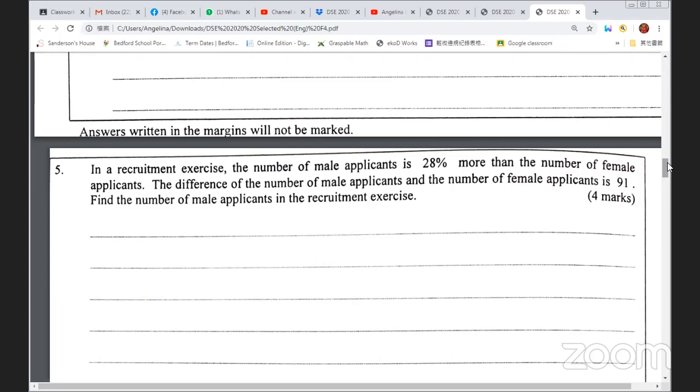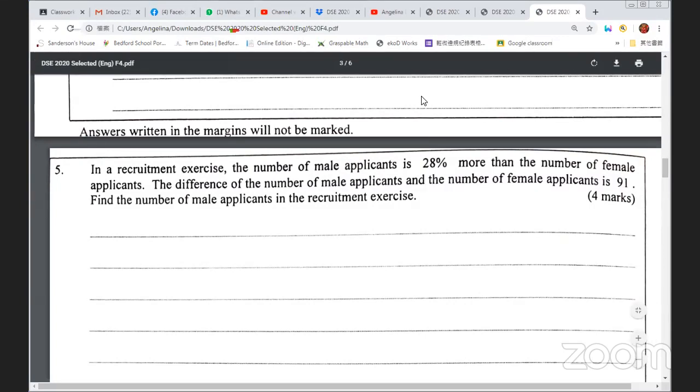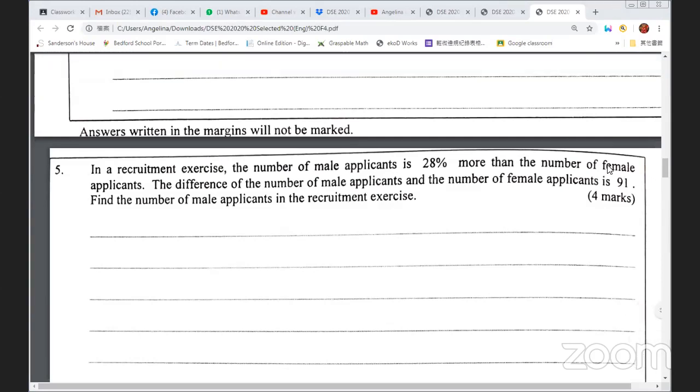Percentage. Okay. And this is also a Form 1 topic. You have learned this before. That's why later you may just receive some revision exercise, DSE, when you go to senior form. But just to remind you that these topics have been done in Form 1, right?